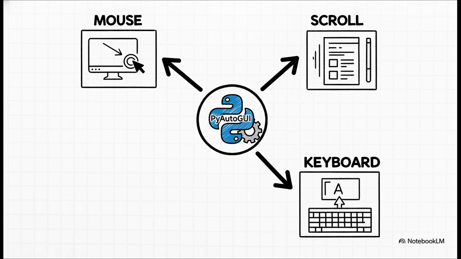And to actually make the mouse move or a key get pressed, the Python agent uses an awesome library called PyAutoGUI. It has these super simple direct commands that basically inject these inputs right into the operating system, faking it out to think a real person is sitting there with a real mouse and keyboard.